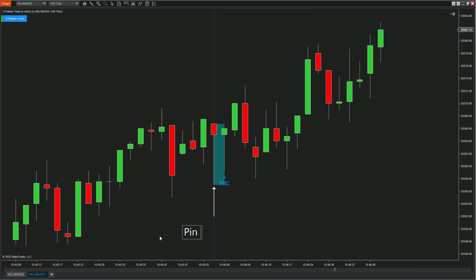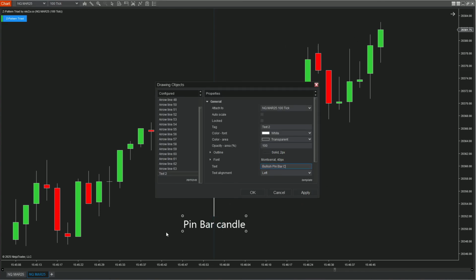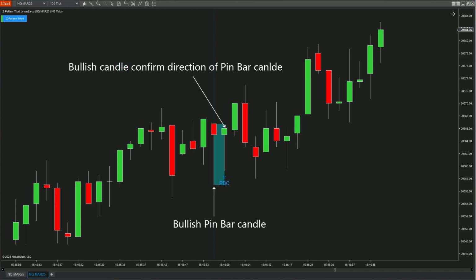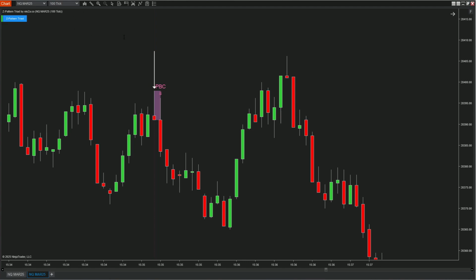For a bullish pin bar, the next candle should also be bullish and must close above a key level, such as a broken resistance zone or the pin bar's high. This confirms rejection of lower prices and strengthens the buy signal. For a bearish pin bar, the next candle should be bearish and must close below a key level, like a broken support zone or the pin bar's low. This confirms rejection of higher prices and strengthens the sell signal.